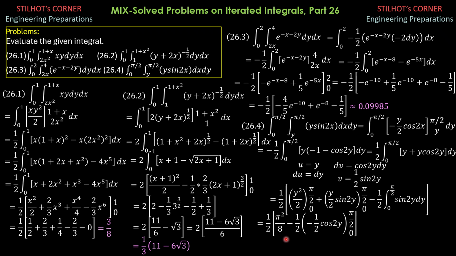So that would be 1/2 times quantity pi squared over 8 plus 1/4 quantity cosine of pi minus cosine of 0. After we substitute limits, cosine of pi is negative 1 and cosine of 0 is 1. So this is negative 1 minus 1, negative 2 times 1/4, negative 1/2. So that would be 1/2 quantity pi squared over 8 minus 1/2.